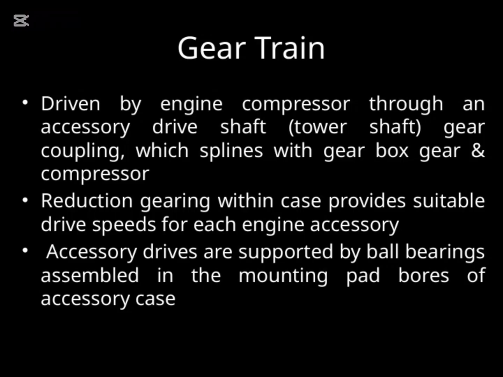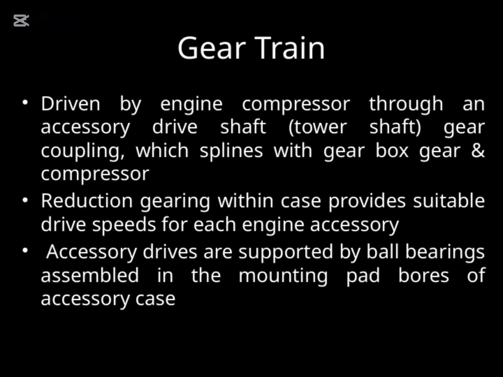Let's take a closer look at the gear train. This system is driven by the engine compressor through what we call an accessory drive shaft, or tower shaft. The shaft connects to a gear coupling that splines with both the gearbox gear and the compressor gear. Now, this setup allows the power generated by the engine to be effectively transferred to various accessories.